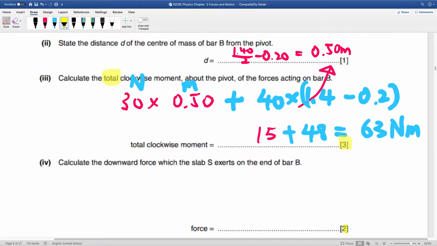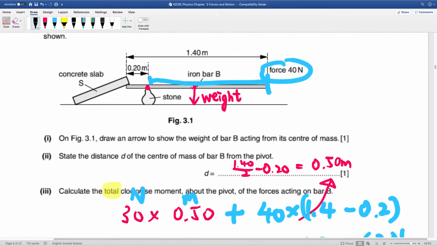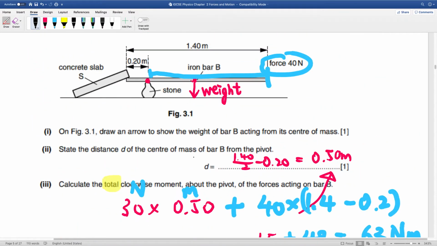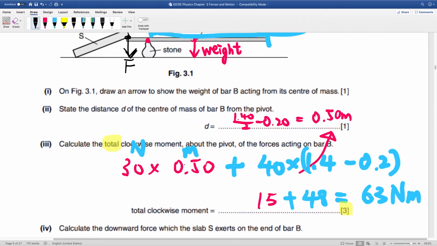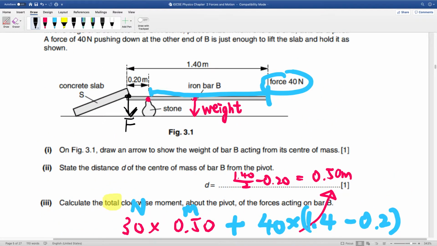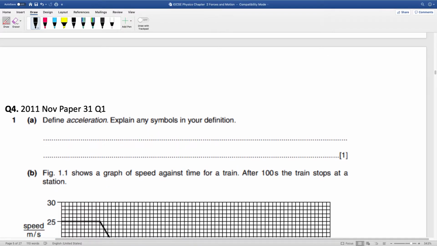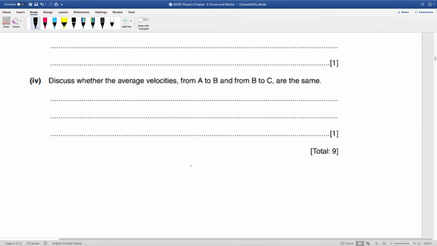For the next part. Calculate the downward force which the slab S exerts on the end of the bar B. So now the slab S here exerts a force downwards at this point. Let's say the force is F. That's what you want to find in this part. So you need to use the principle of moments. It's not asked in this question, but let's say it is in another question.